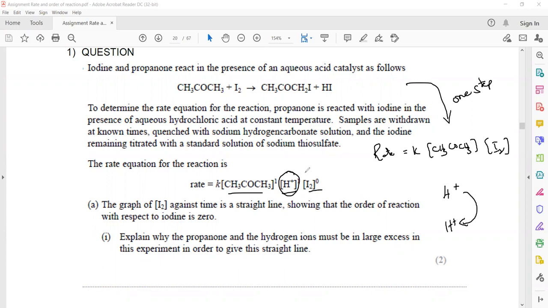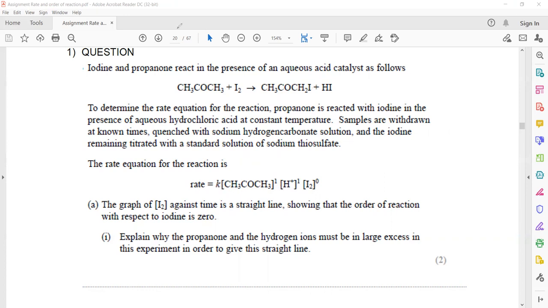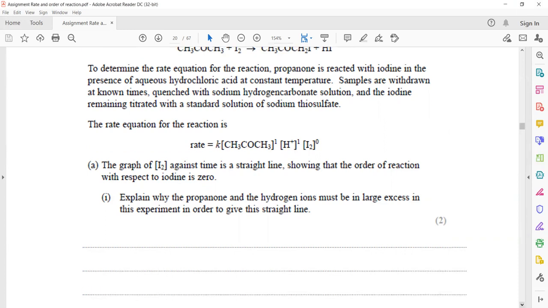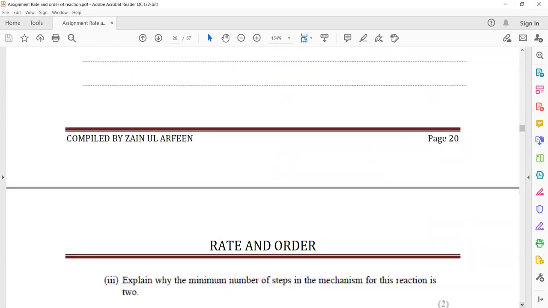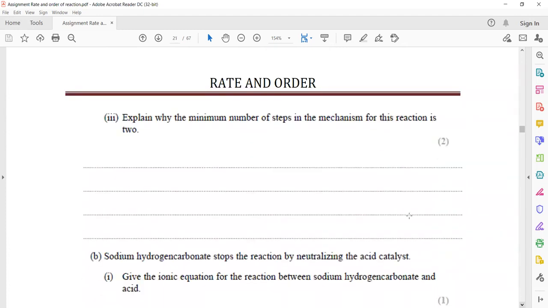So how can we make sure that it is a multiple step reaction? First, hydrogen ion is involved in the rate determining step, and it must be regenerated because it is a catalyst, so it shows that it will be a multiple step reaction. Is it clear? Yes, sir. So why the minimum number of steps?